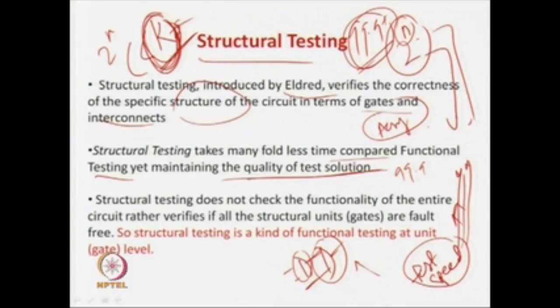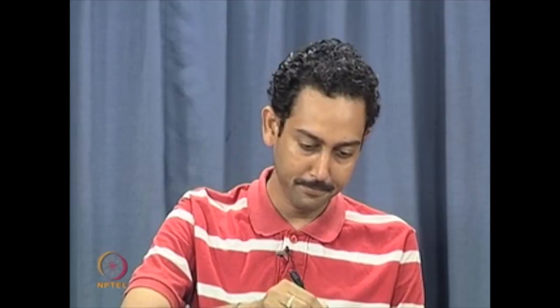Okay, so as I told you, structural testing does not check the functionality of the entire circuit. It has nothing to do with whether the circuit is an adder or a subtractor or a multiplier or as complex as a processor. It only checks whether the structural units, generally the gates in the general definition, are fault free as well as the interconnects or the nets are fault free. So, you can say that structural testing is functional testing at the gate level. You just verify whether the gates are functionally correct as well as the nets are functionally correct. So, we generally say that in structural testing we are doing functional testing, but only at the gate level and not higher than that.